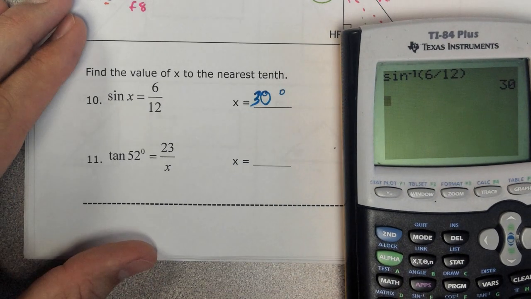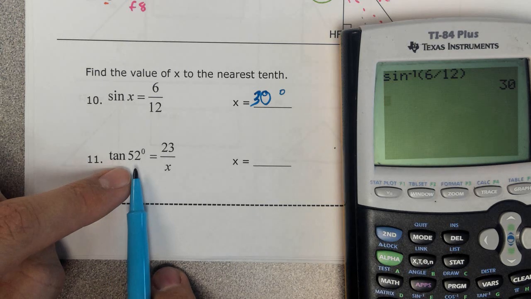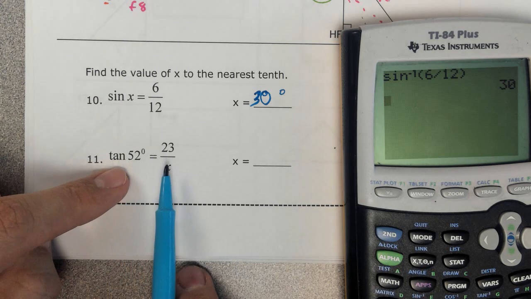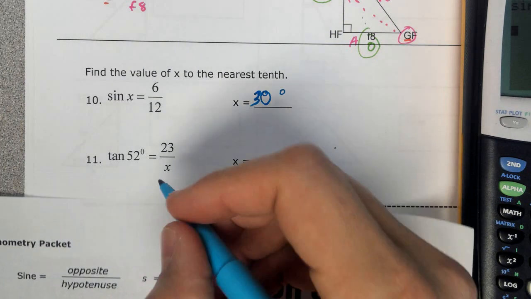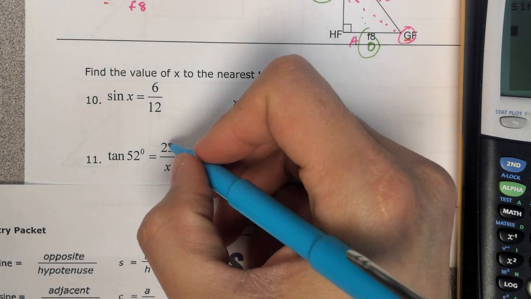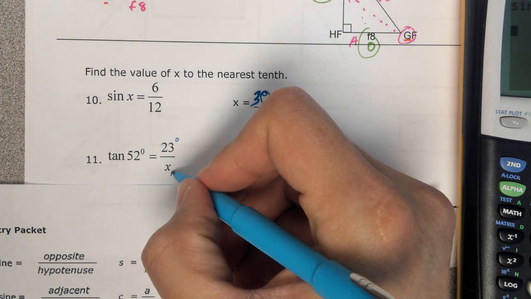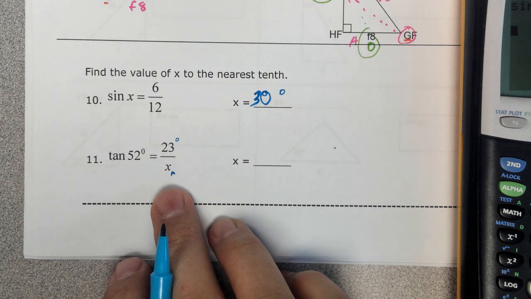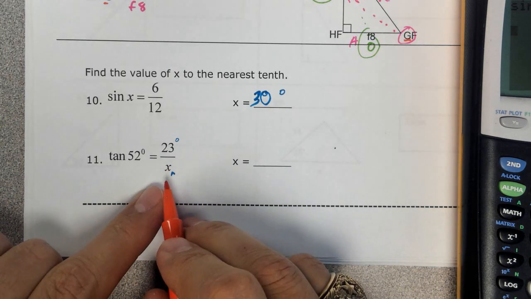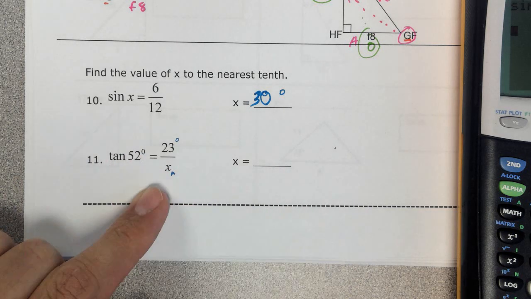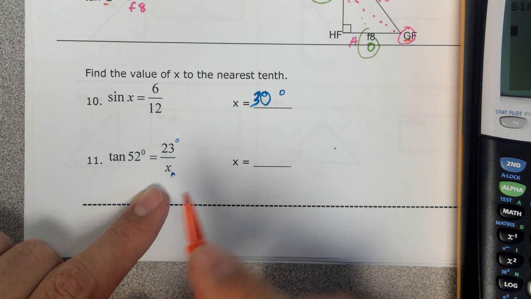Our next example, we have tangent of 52 degrees. And we have to find one of these sides. If I'm looking at tangent, this is my opposite and this is my adjacent. So what we're doing is we're finding the adjacent side. To accomplish this, we're going to have to do a little bit of solving equations and manipulating the equations. We need to get this x on the other side. We need to get the x by itself.